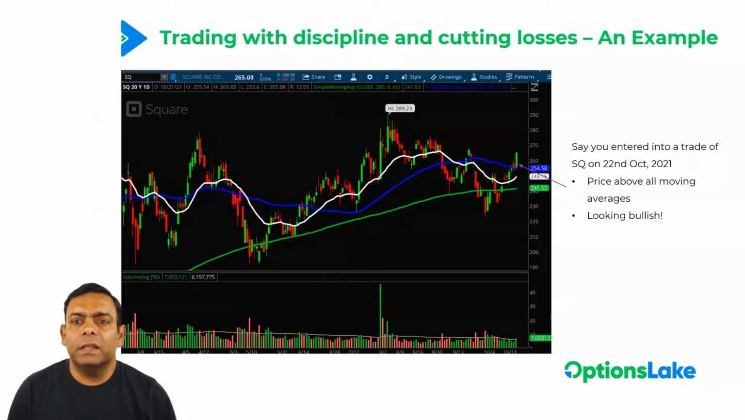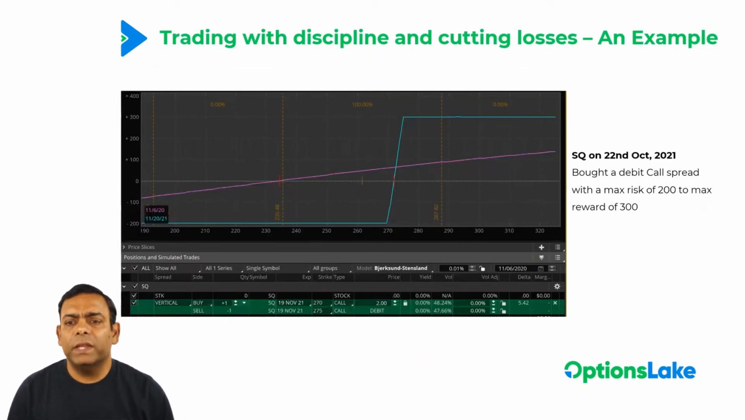Now let's look at another example with respect to how you need to be disciplined with respect to cutting losses. Here's an example. So let's assume we are on 22nd October 2021. This is a Square chart. As you can see, it's a very bullish looking chart. The price is above all the three moving averages as denoted by these three lines. Because the chart is bullish looking, let's get onto a trade with a bullish call spread, having a max risk of $200 to max reward of $300.